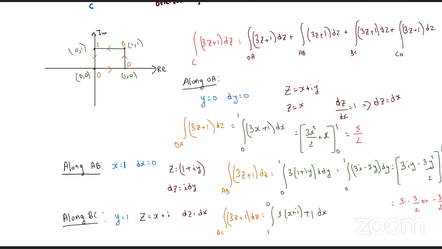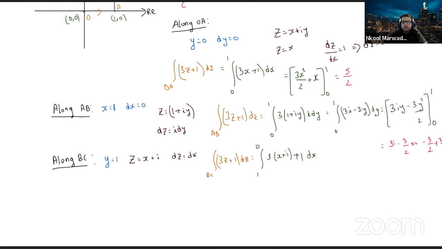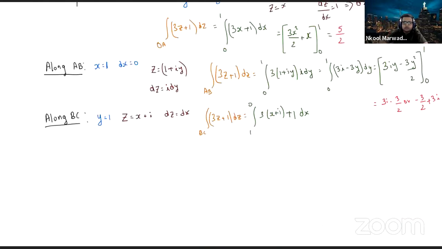Instead of dz, I will write dx. Why? Because when I am differentiating z with respect to x, I will get 1. So dz by dx is equal to 1, so dz will be equal to dx. And this 1 I have got because of this function 3z plus 1. So instead of z, I have written x plus i plus 1.